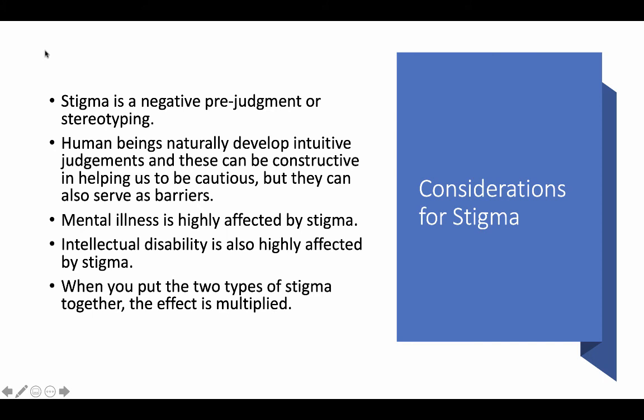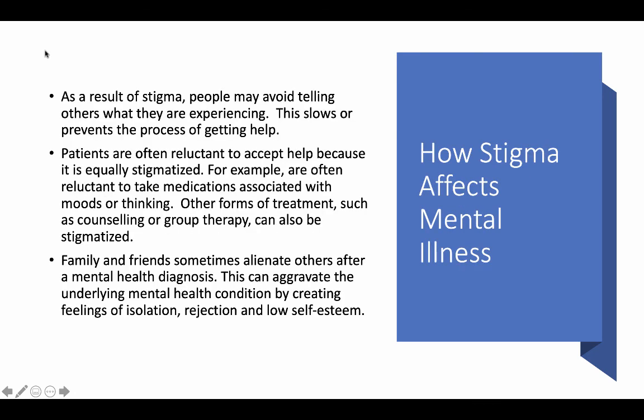But sometimes we're too quick to prejudge or reluctant to go back and question our prejudgments, and that can create a barrier. And that's particularly true for people with mental illness. It's highly affected by stigma. And intellectual disability is also highly affected by stigma. It's still quite common in our community for people to make fun of people based on their intellectual ability. Now imagine you put the two types of stigma together, and the effect, as you might imagine, is pretty multiplied. As a result of stigma, many people avoid telling others what they're experiencing, and that has the effect of slowing down or even stopping them from getting help.